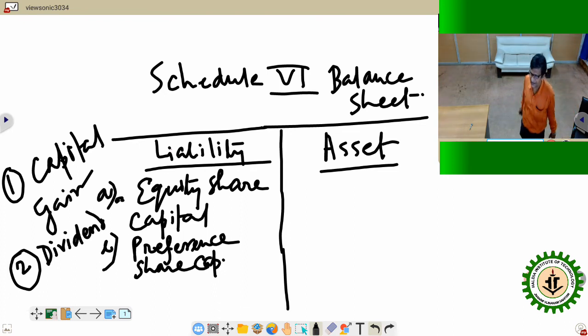And the second thing is dividend. Dividend is nothing but a part of the profit of a company. If the company declares a dividend during my holding period of that particular share, that is another additional income for me. So these two are very lucrative areas for which people invest in equity share capital.